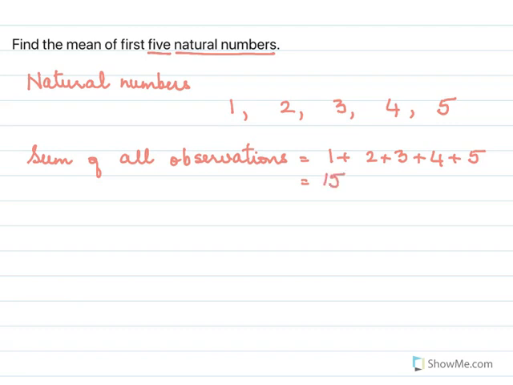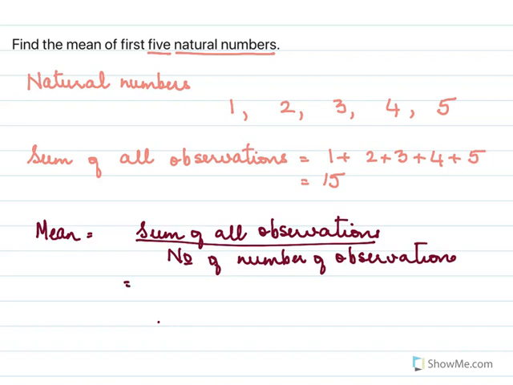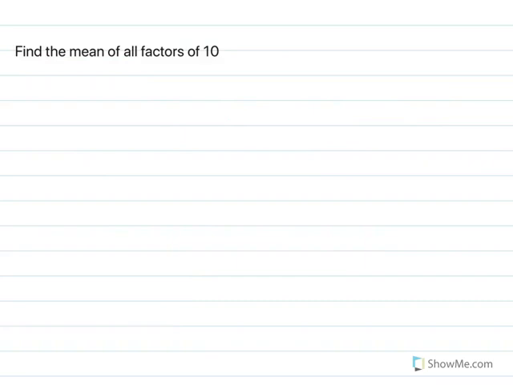Next we have 5 observations. So our mean equals sum of all observations divided by number of observations. And that is 15 divided by the number of observations, 5. So the answer will be 3. So the mean of the first 5 natural numbers is 3.